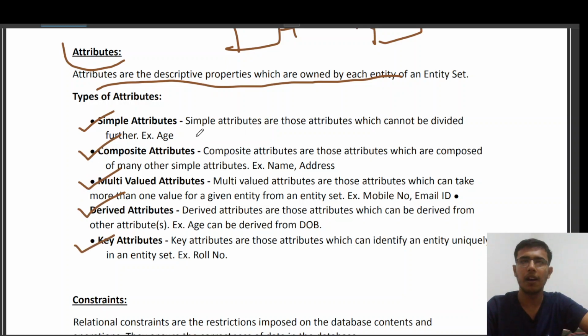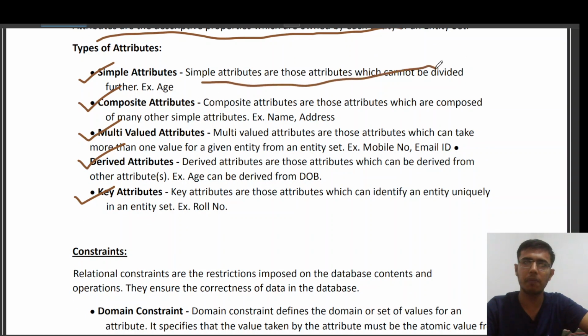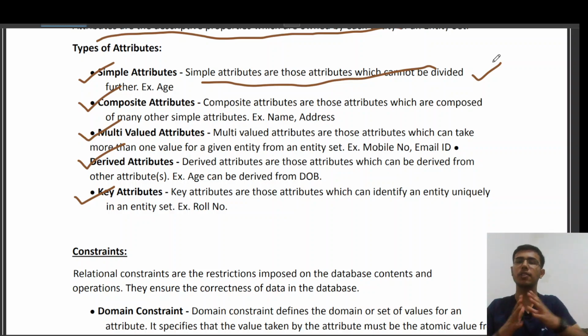Simple attributes are those attributes which cannot be divided further. Attributes which you cannot divide further, that type of attributes is known as simple attributes, right? For example, your enrollment number cannot be divided further. Your age cannot be divided further, right? Your mobile number. These are simple attributes. That is what I am saying.